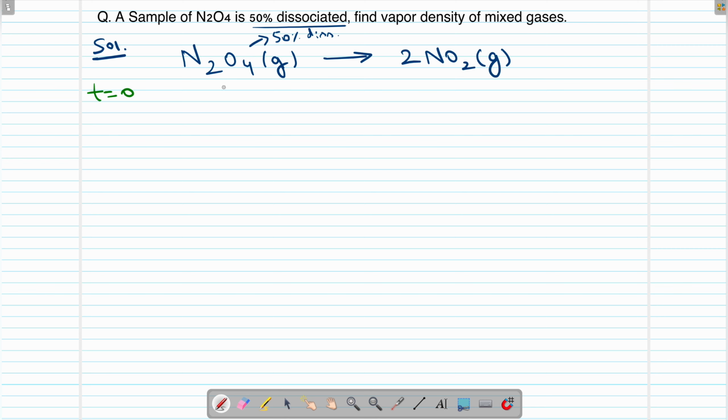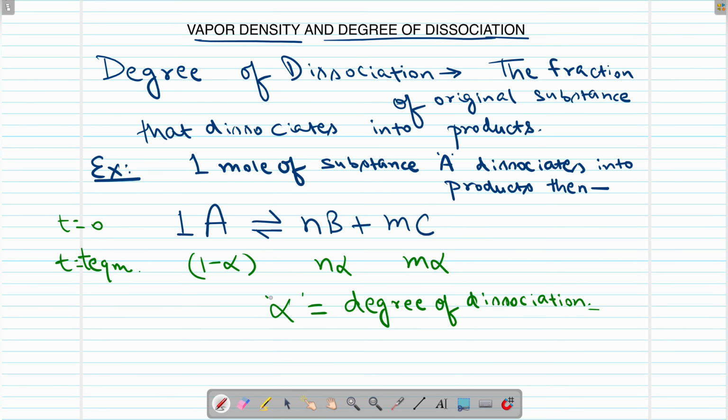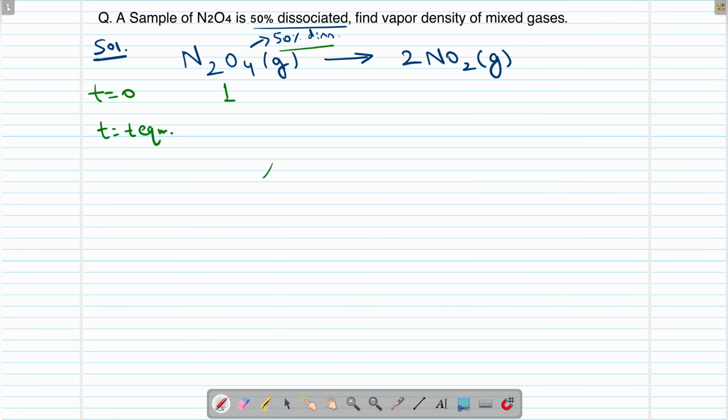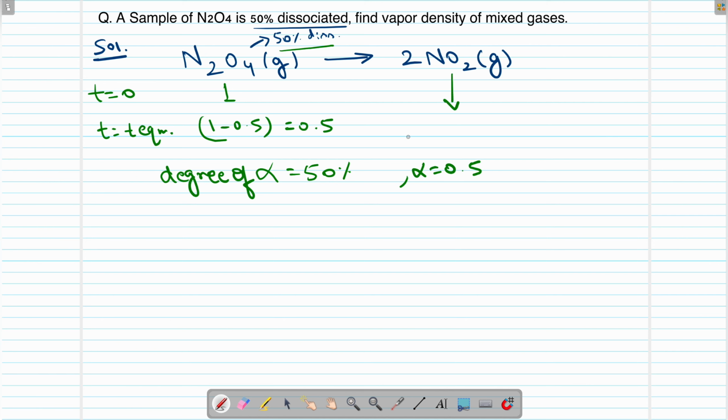At t equal to 0 when dissociation just began, we had 1 mole of N2O4, and at equilibrium we had 1 minus alpha, where alpha is degree of dissociation. So alpha here will be 50%. This is basically percentage of alpha. And if we write in terms of degree, alpha will come out to be 0.5. So 1 minus 0.5, this much will be left, which is 0.5. And how much of NO2 will be formed? It will be 0.5 multiplied by 2, which will be equal to 1.